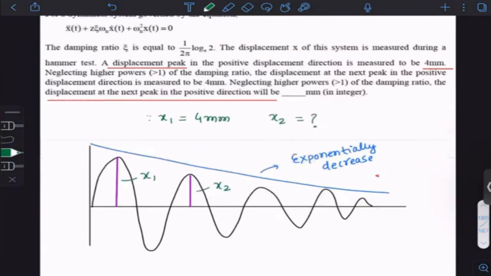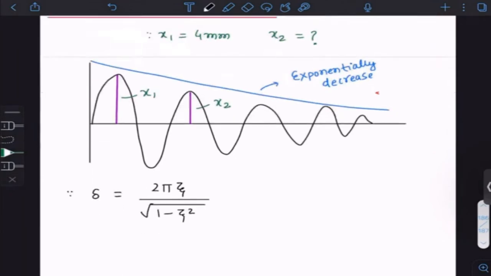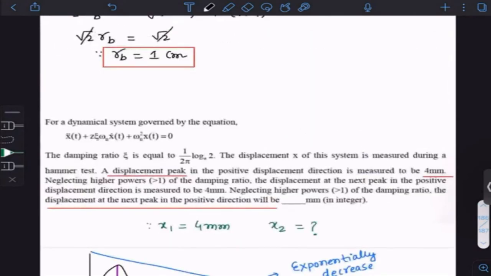That is quite simple. The logarithmic decrement ratio is given to us. So we know very well, my dear, the logarithmic decrement is called delta. Delta is 2 pi zeta over root under 1 minus zeta square. And delta is ln x1 by x2. So zeta is given to us. Zeta is this ratio. So please solve this, everyone.